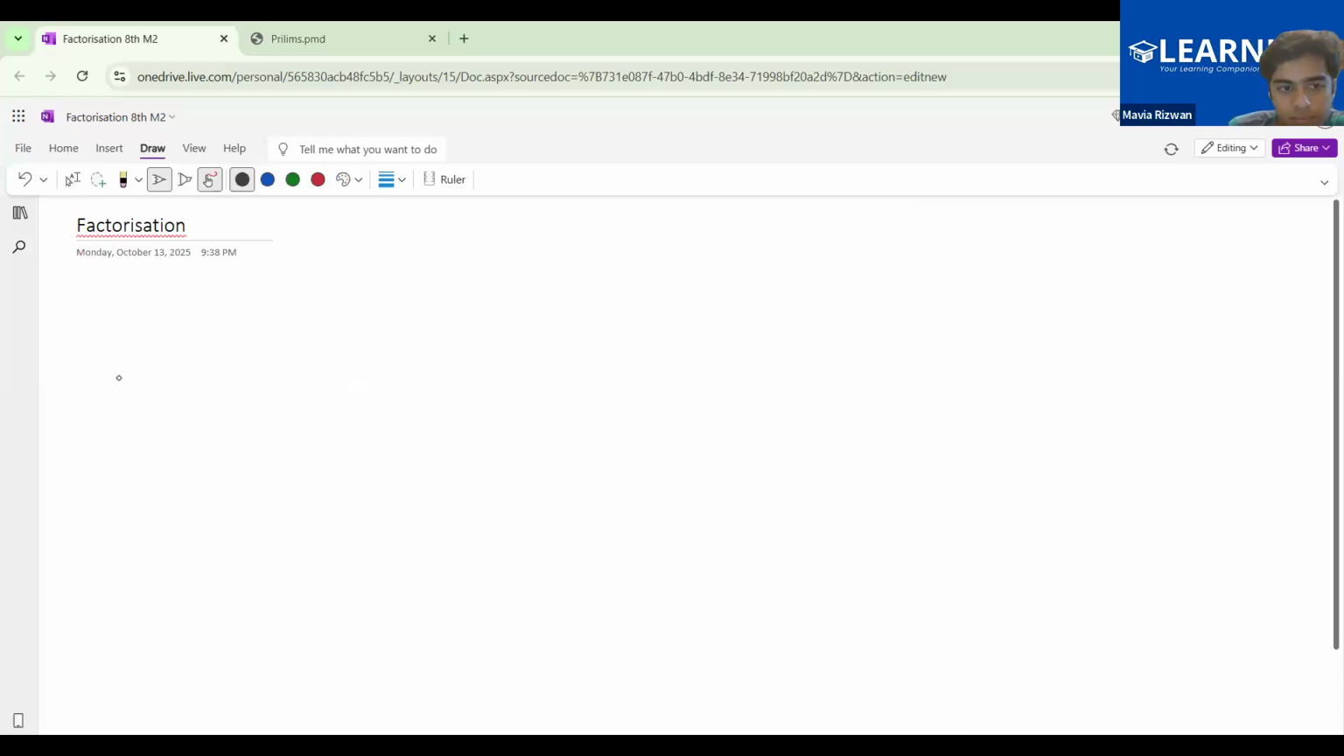What is a factor? So let's say I have a term. You all know what a term is, right? You know what is like term, what are unlike terms. Okay, I have a term, let's say 30x square y.